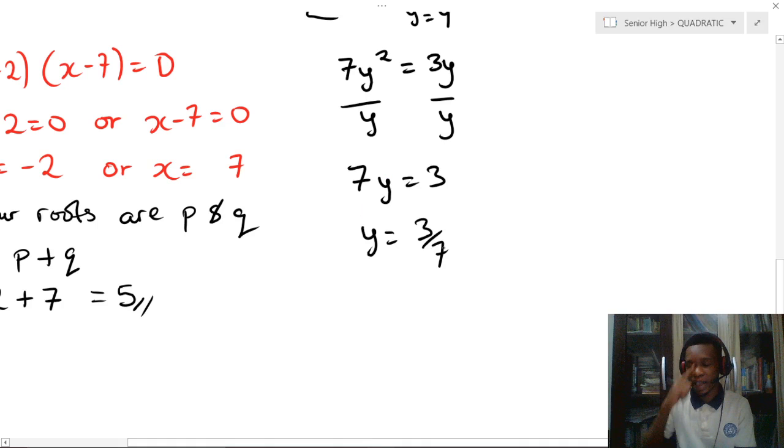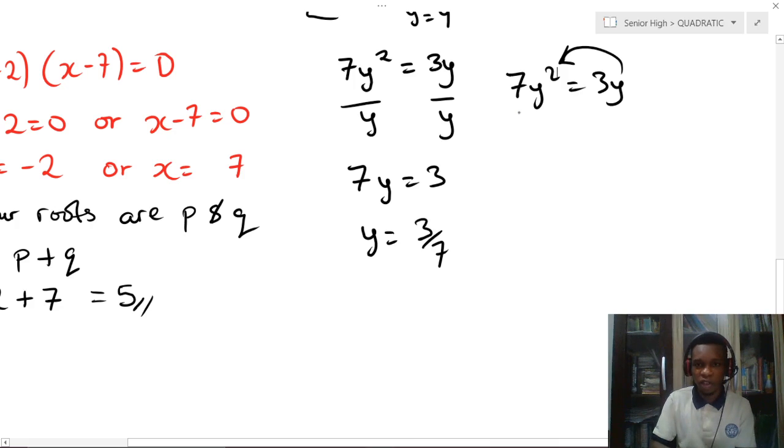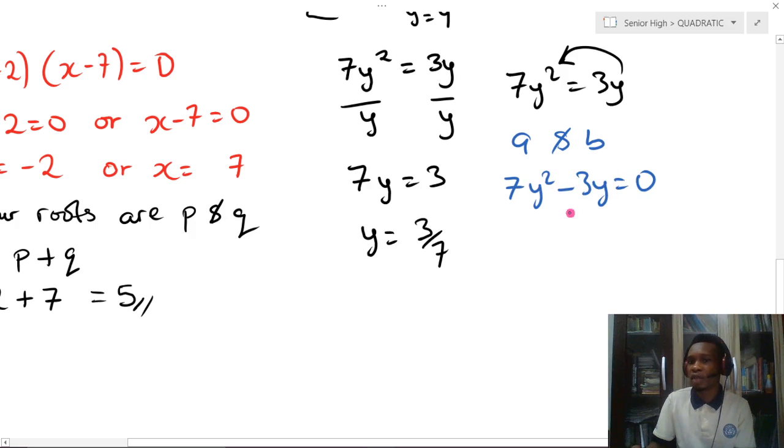But when they expect you to solve this in a quadratic system and solve for two values of y, and they give you 7y squared is equal to 3y, then please take this over to the equality sign. So we now use our other method I told you, when you have only your A and your B. So these are A and B, right? So it becomes 7y squared minus 3y is equal to 0.